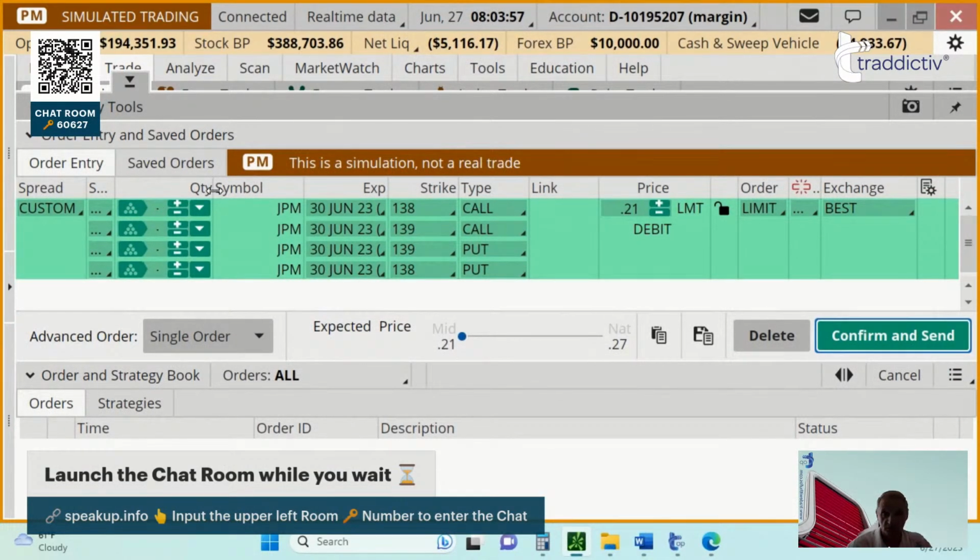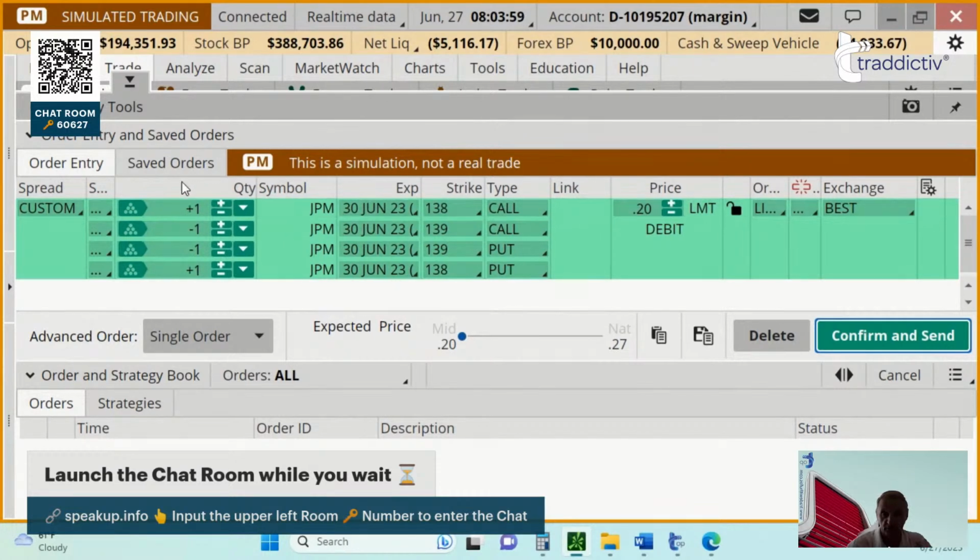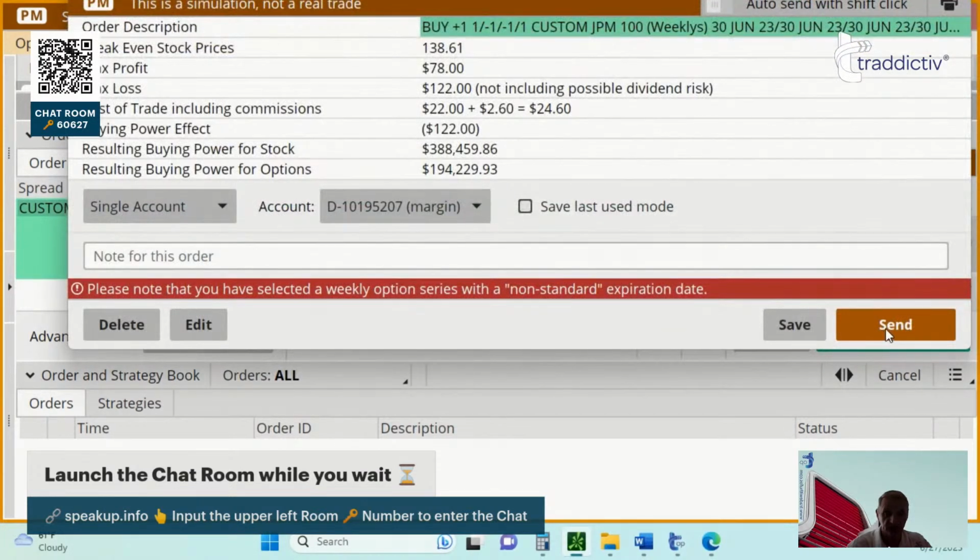I just want to make sure that the quantity is shown here to everybody. It's only 21 cents, and I'm going to confirm it and send it. Now, of course, 22 is the low side of it, 29 is the high side of it. There's no guarantee that I'm going to get filled instantly, but I'll do it anyway.